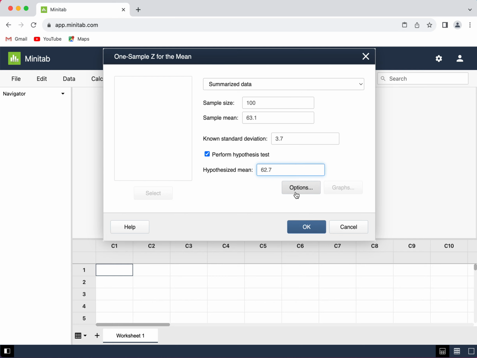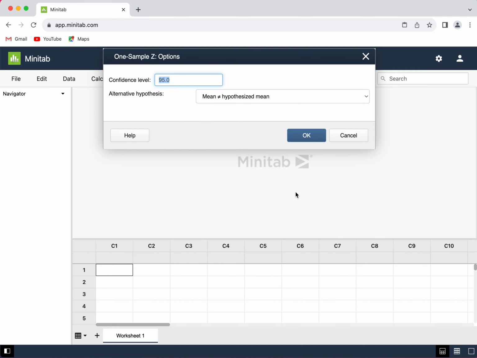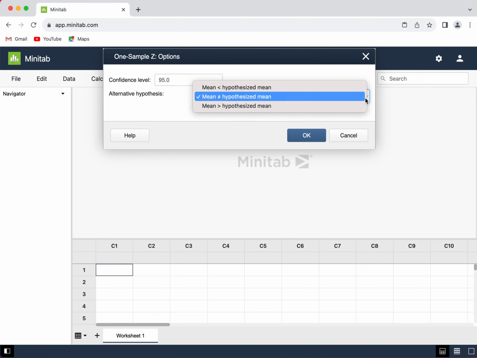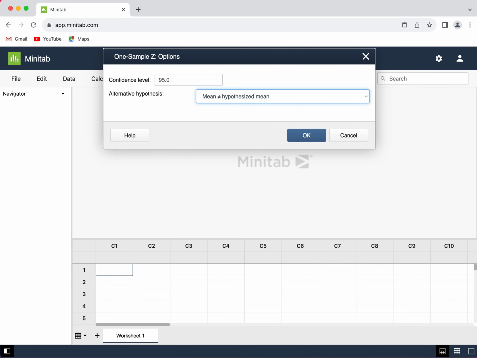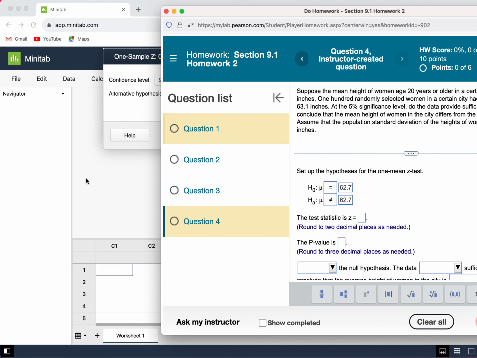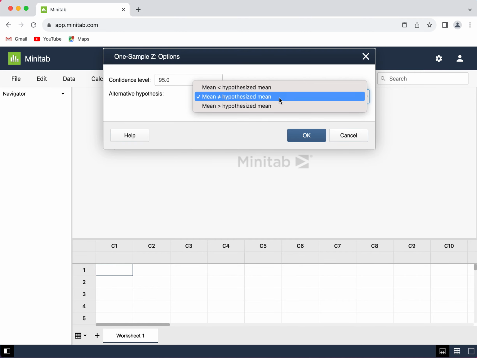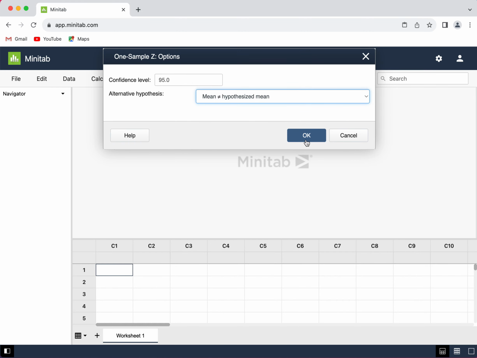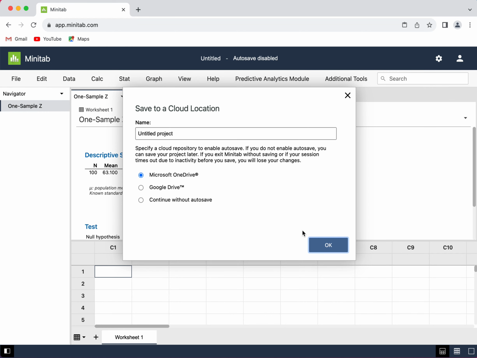Then I click on Options. Now this time, I'm not calculating a confidence interval, so I don't need to worry about what's in the confidence level box. But I do need to worry about what's in the next box, the alternative hypothesis box. So the alternative hypothesis box needs to match whatever my alternative hypothesis is. In my alternative hypothesis in this problem, I have a not equal to symbol. The mean is not equal to 62.7, which is my hypothesized mean. So I'm going to set that to the not equal to symbol, click OK, and click OK again.